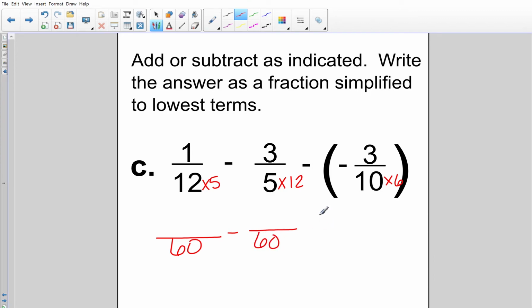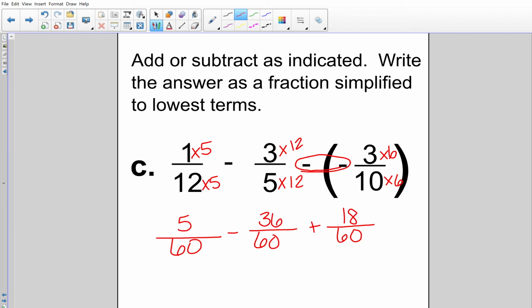So I'll walk you through it. Now, right here before I get started, those double negatives we know makes a single positive. So all of those integer rules still apply. So here I multiply the top, I have 5. I multiply the top by 12, I have 36. I multiply the top by 6, I have 18.